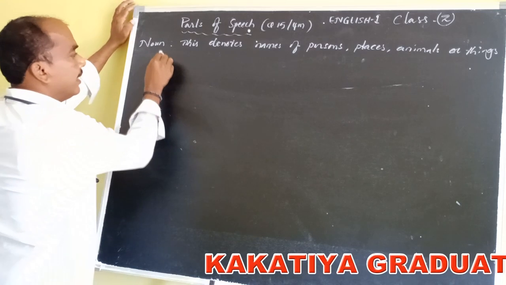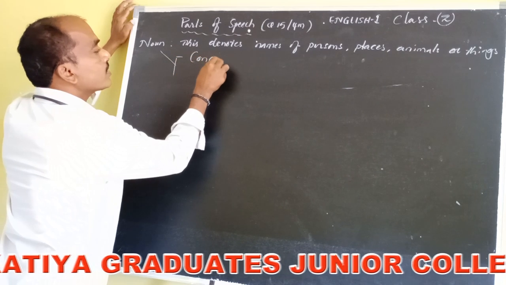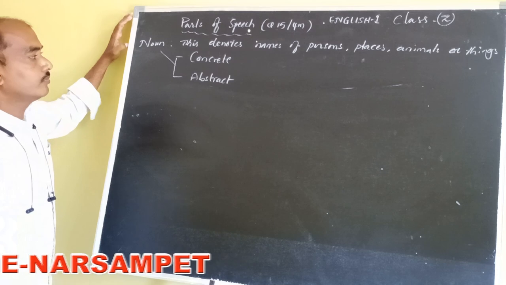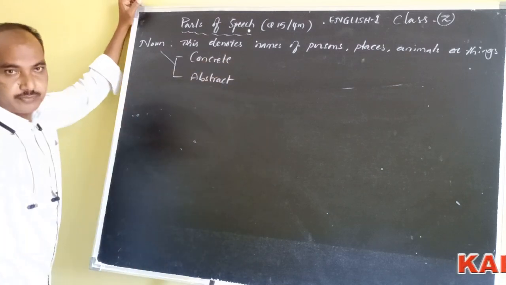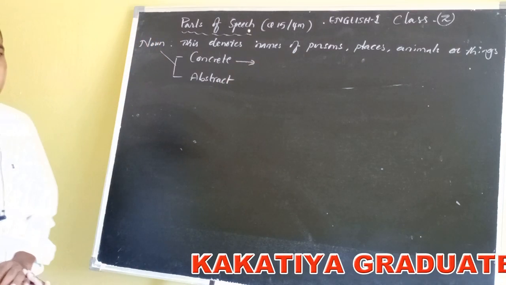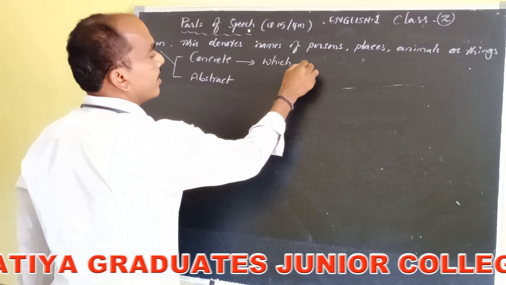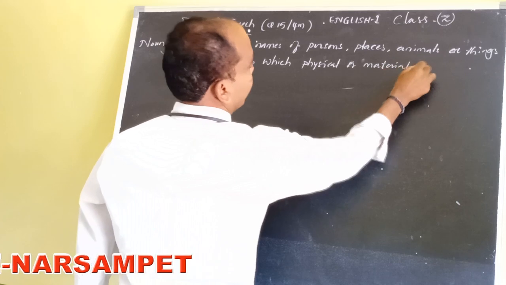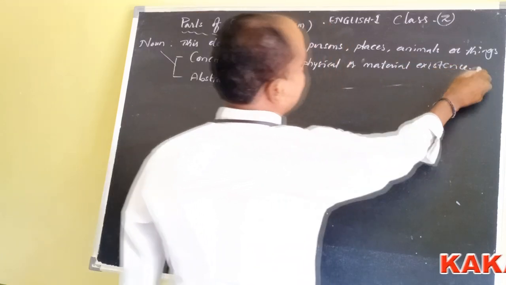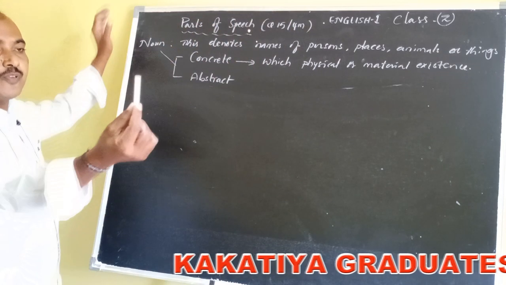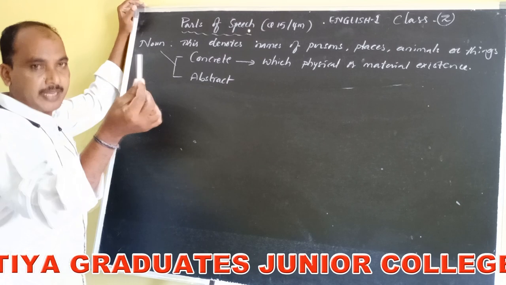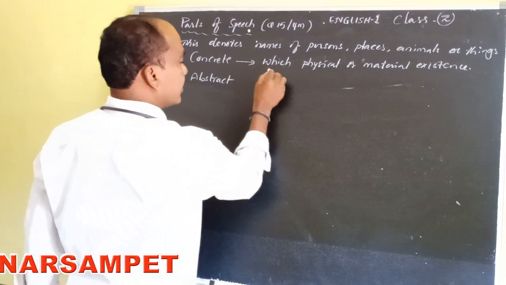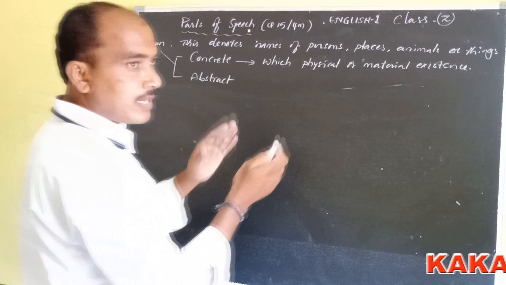This noun mainly can be divided into 2. What are they? Concrete nouns, abstract nouns. Now what is concrete? Concrete means a noun which has physical or material existence. So it has physical shape and it has material existence. That's why I can see, I can touch. These are concrete. Very simple. This is also known as which has physical shape and which has material existence.